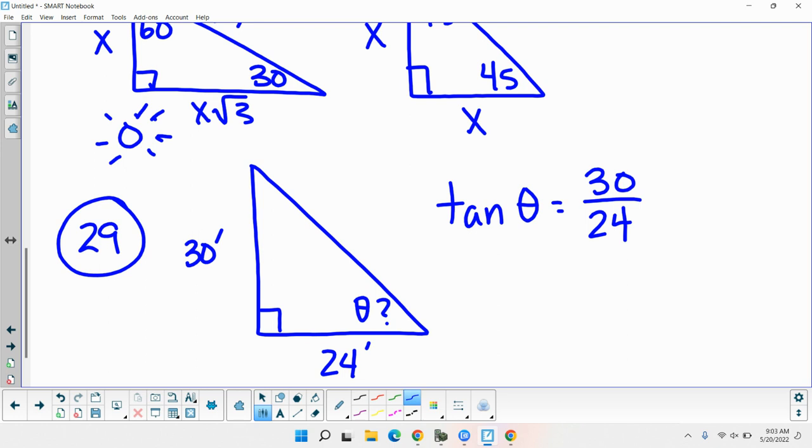So to solve this, you have to do this in your calculator. Inverse tangent, which is that one, and put that fraction in. Now, what mode do you got to make sure you're in? Degree mode. Okay?